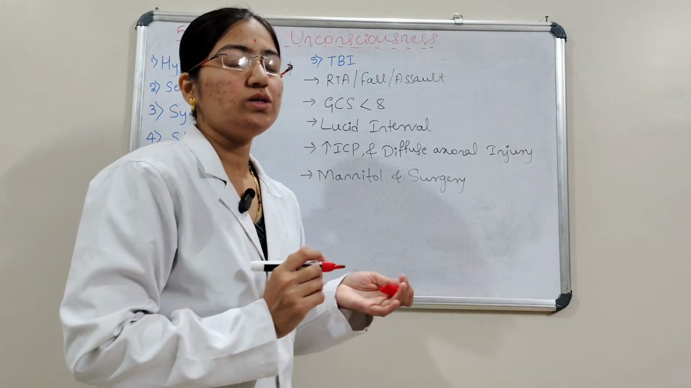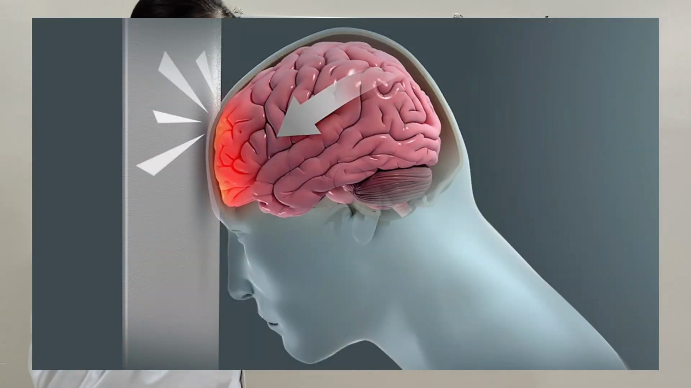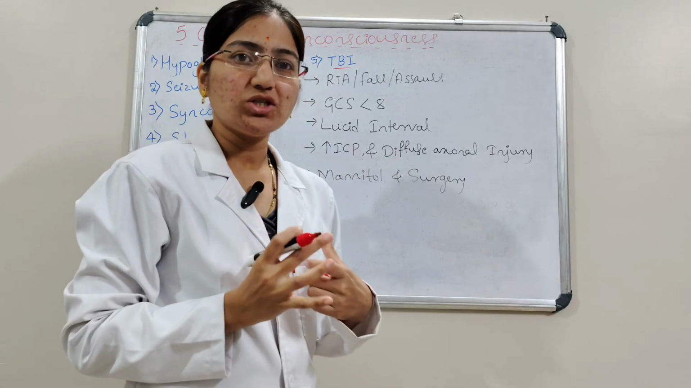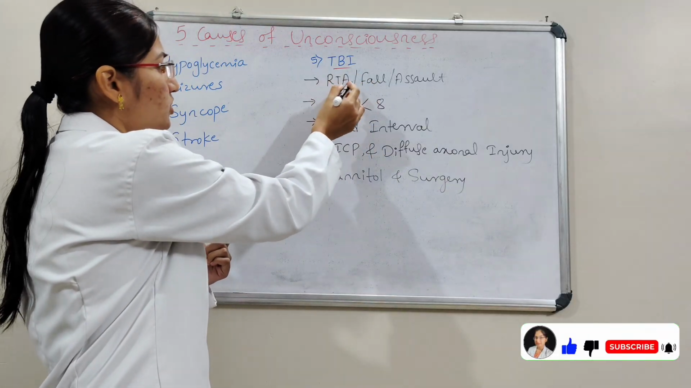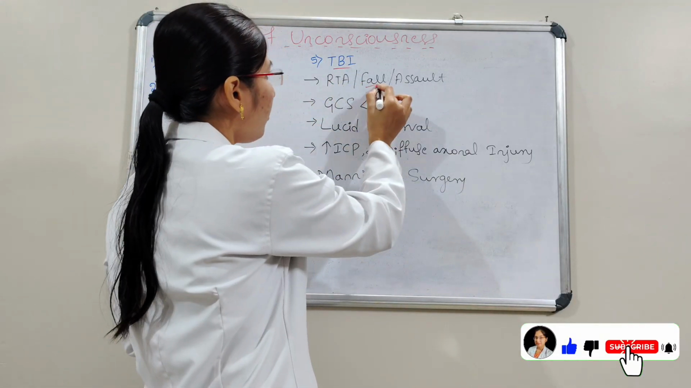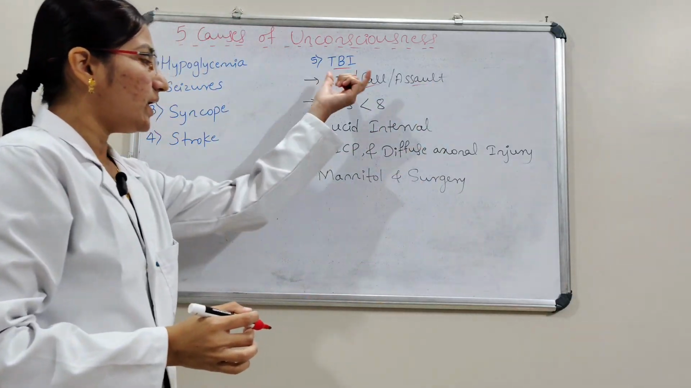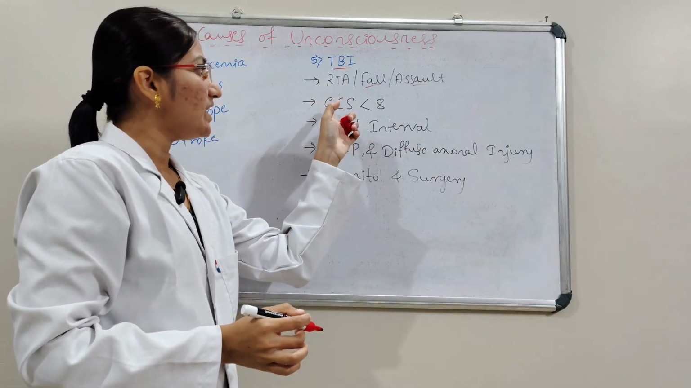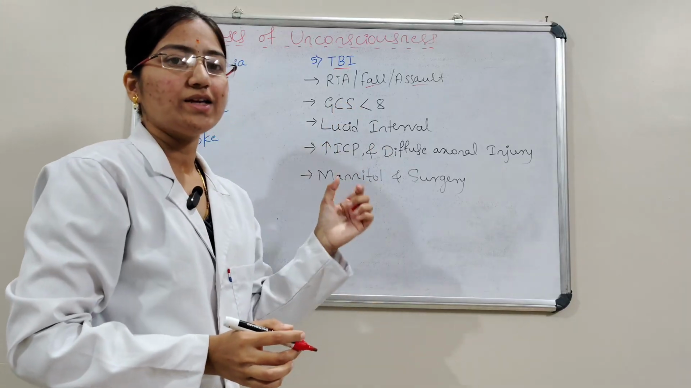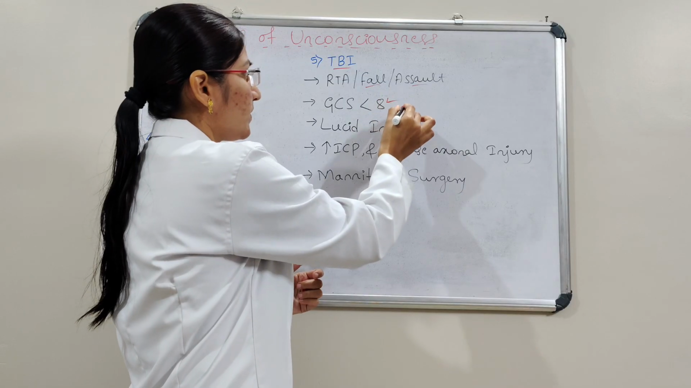Okay, we'll see the next cause, that is the last cause, TBI, traumatic brain injury. Here you can get a patient history of RTA, that is road traffic accident, fall from a height, and also assault. And here the Glasgow Coma Scale score is less than 8.